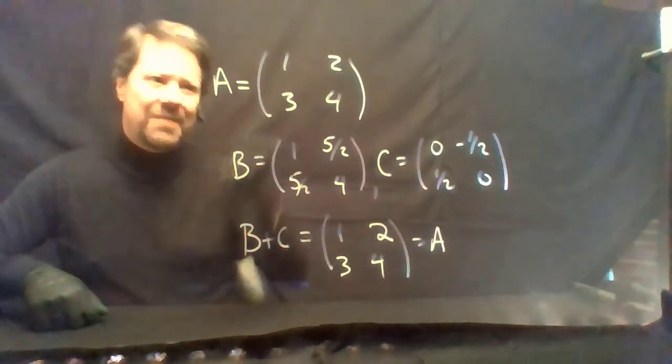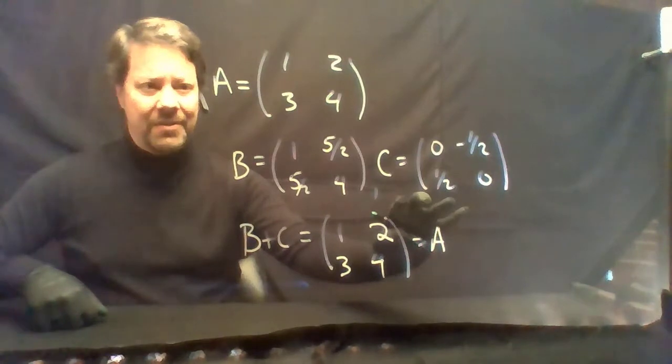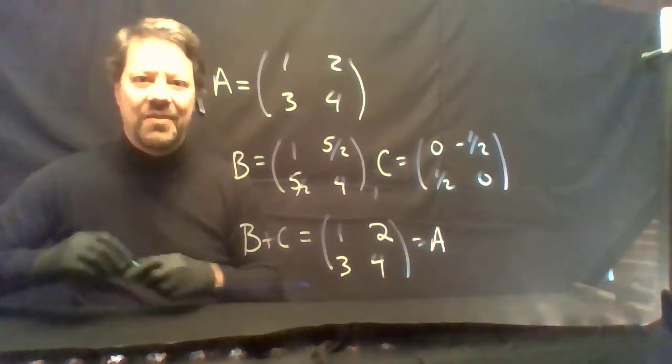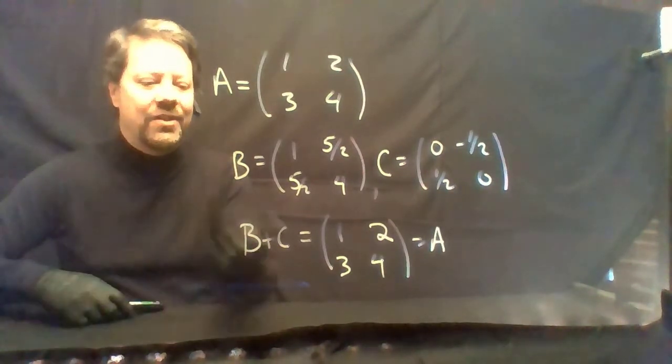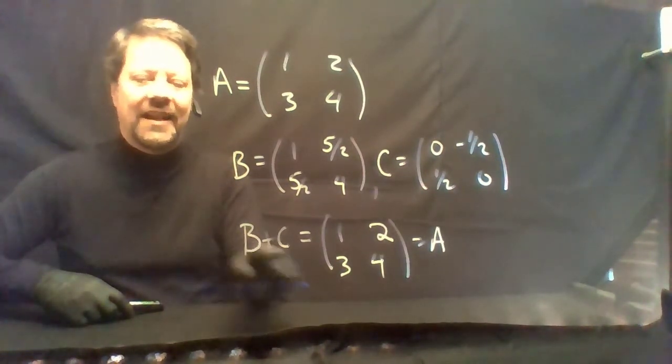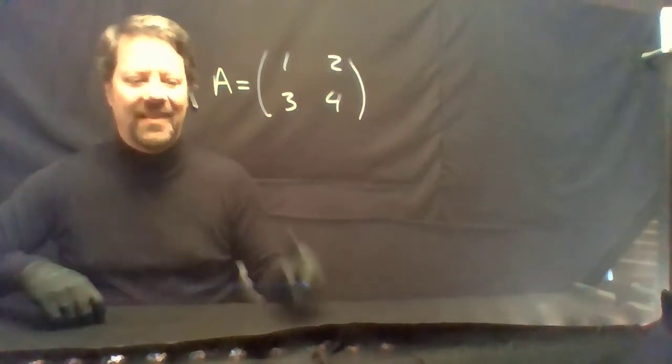That adds up to the original matrix A. So we have a symmetric part and a skew symmetric part adding up to the original matrix. We've decomposed the original matrix into the sum of a symmetric and a skew symmetric part. Is that always going to be the case?